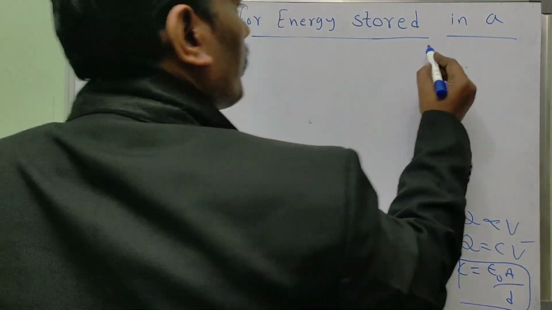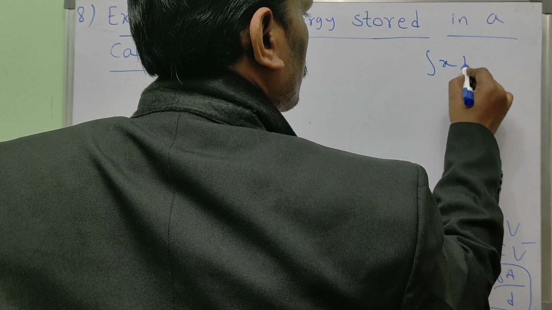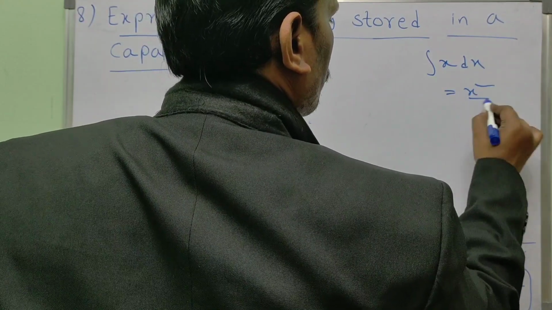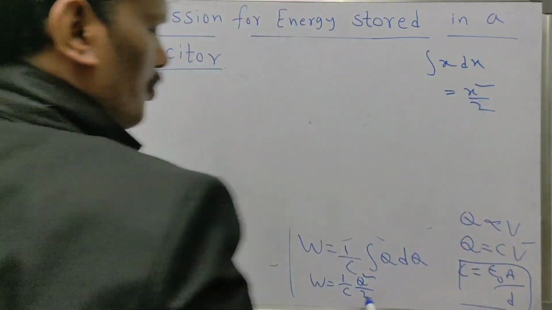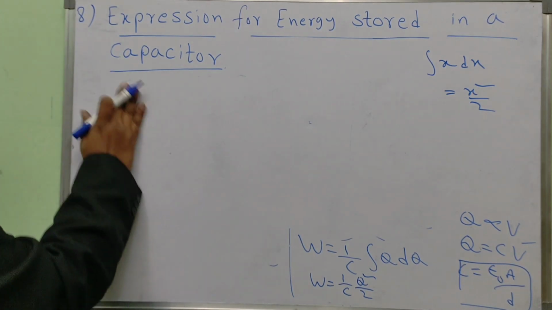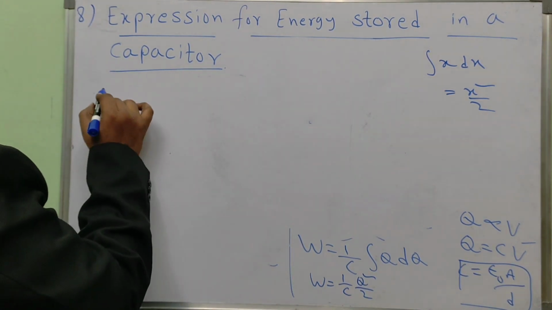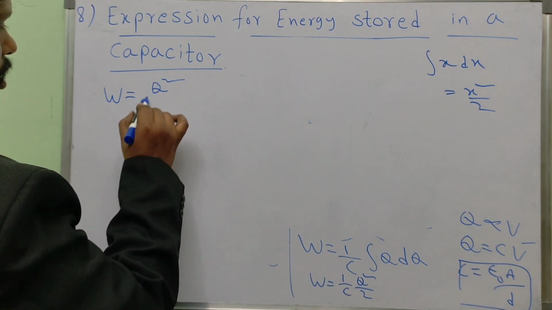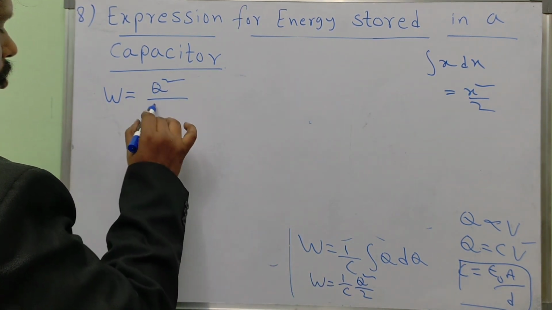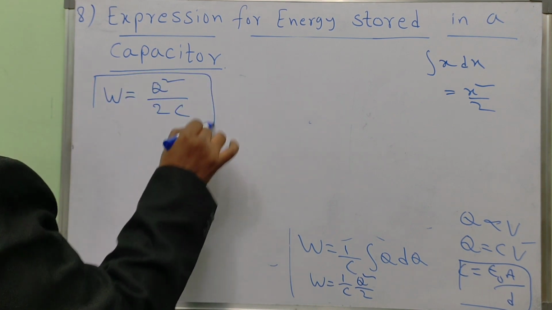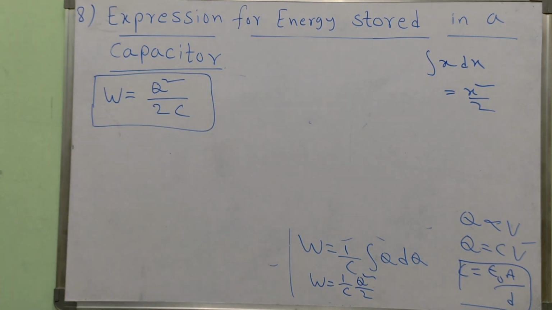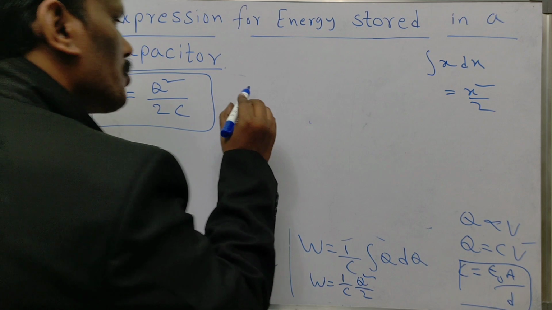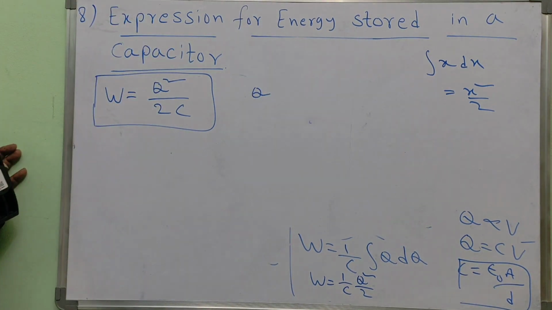Here I use the formula of integration. Integral of x dx means x square by 2. That formula is used here. So work done is equal to what? 1 into Q square upon C into 2, that is Q square by 2C. So this is the work done required to give the charge Q on the capacitor plates.